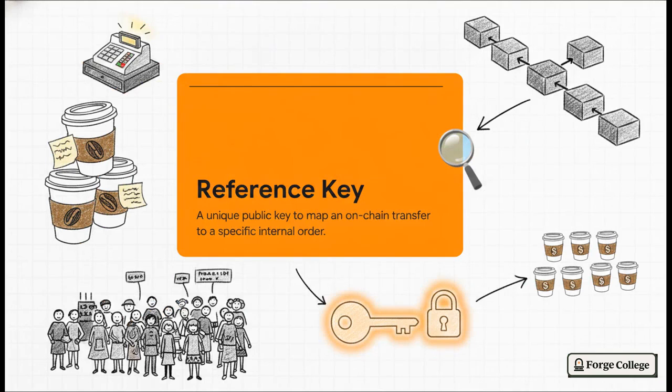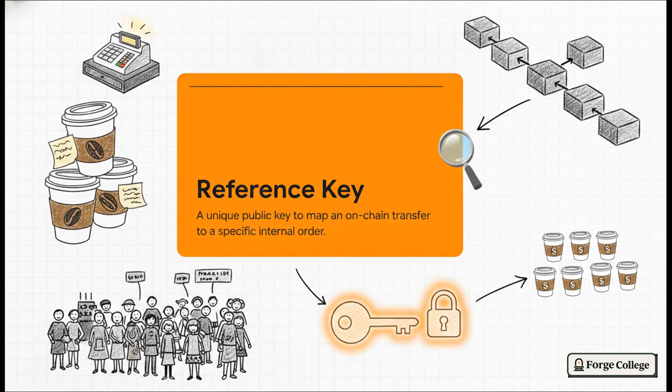Now, the absolute linchpin of this whole operation is something called the reference key. Basically, it's a unique public key embedded in a transfer instruction to deterministically correlate an on-chain transfer with a specific internal order. Okay, let me break that down.